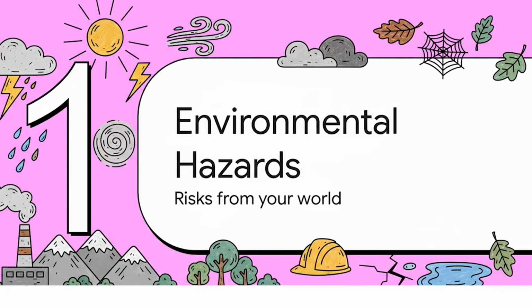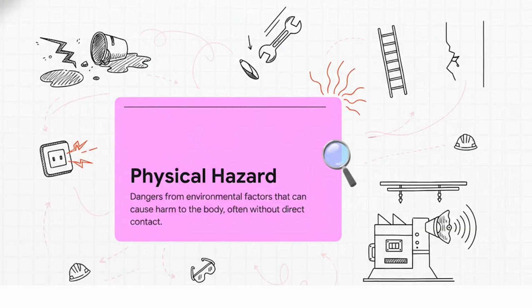First up, let's tackle our first group, environmental hazards. Now, these are exactly what they sound like. Risks that come from the physical world you're working in. And within that group, we're starting with physical hazards. These are probably the ones that jump to mind first for most people. We're talking about dangers in your surroundings that can cause some serious harm. And here's the kicker, sometimes without you even having to touch a single thing.